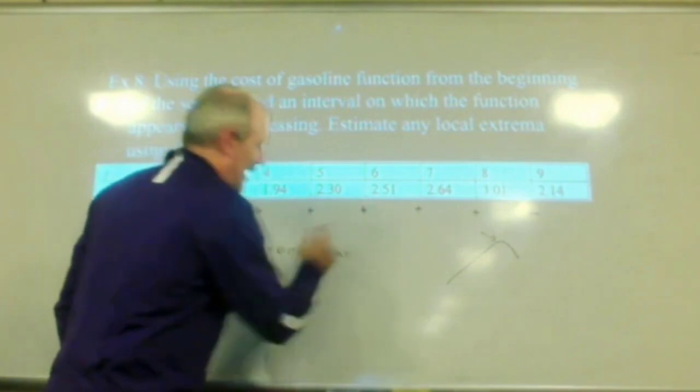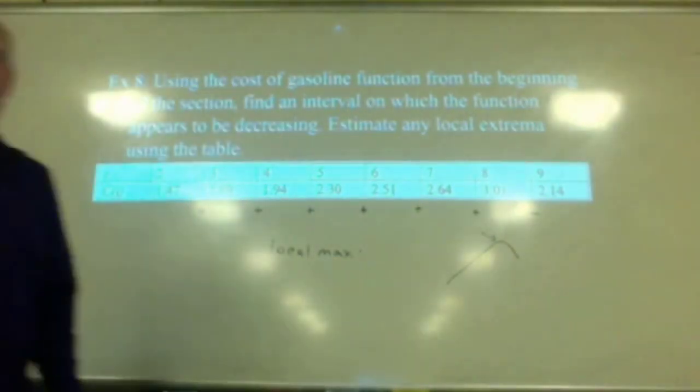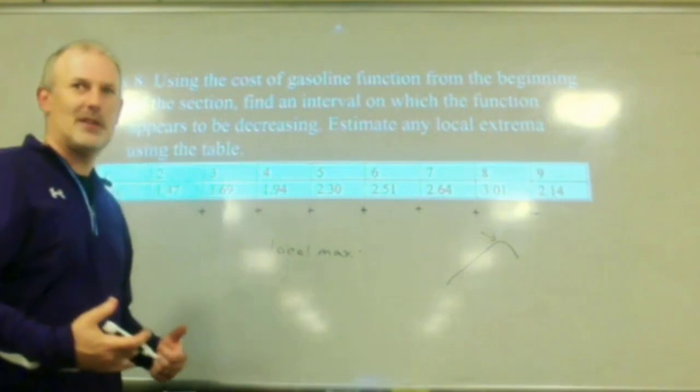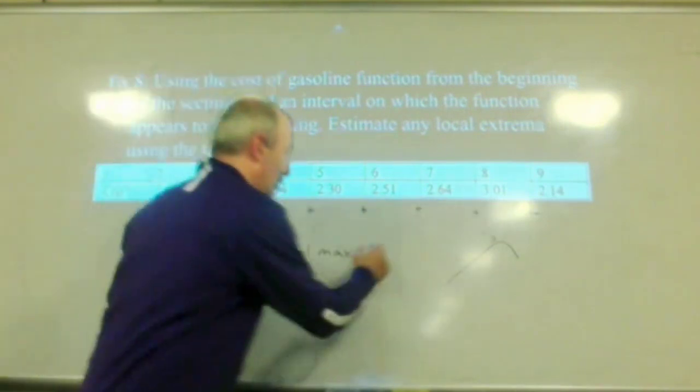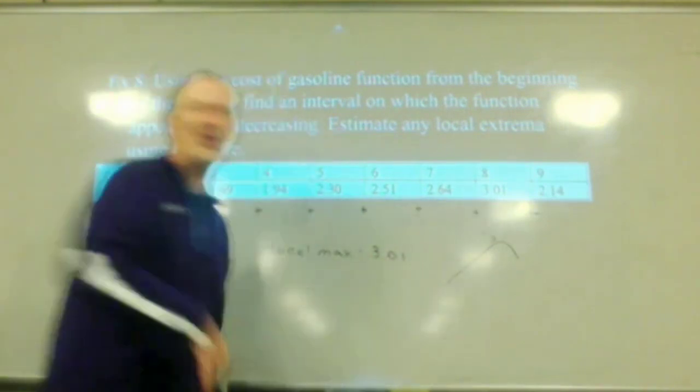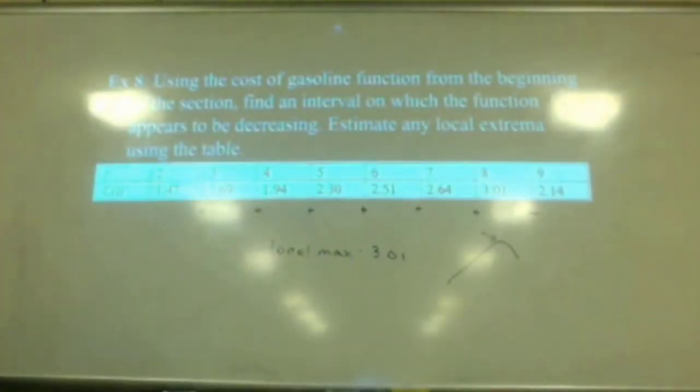And what was that highest point? What was the value at that highest point? 3.01, according to our table. Now that may not include everything, but according to our table, that was the high point.